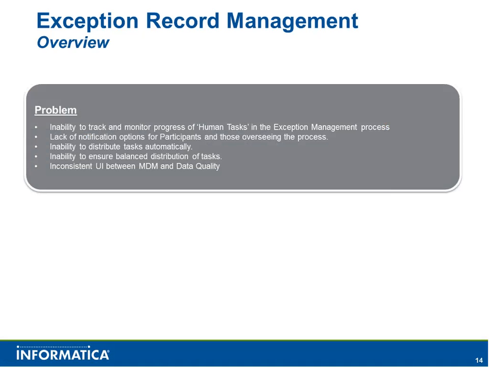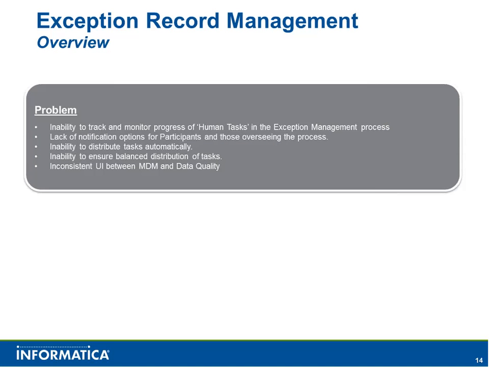So in 9.1 and previous versions, we could run our bad record mapping, our duplicate record mapping, bring those tables into the analyst tool, and then we could have our users interact and correct the data. But that was all outside of DQ. There was no way to track the actual progress of that job. Those processes were not within the data quality domain, so we couldn't actually track when that information had been corrected, etc. So there was an inability to track and monitor progress of human tasks in an exception management process. And also there were no notification options for participants and those overseeing the process.